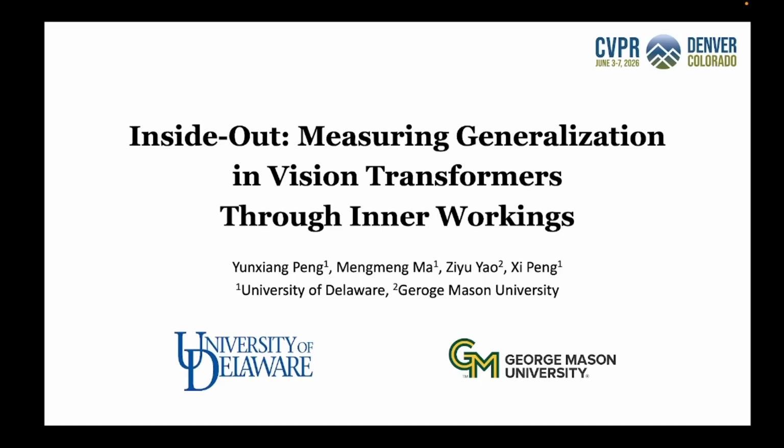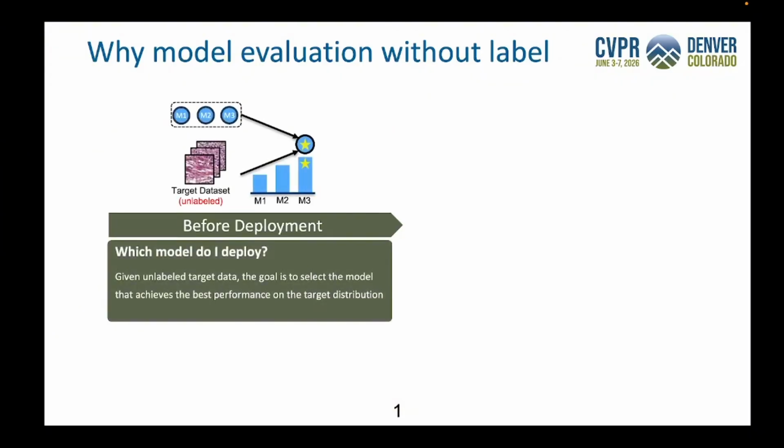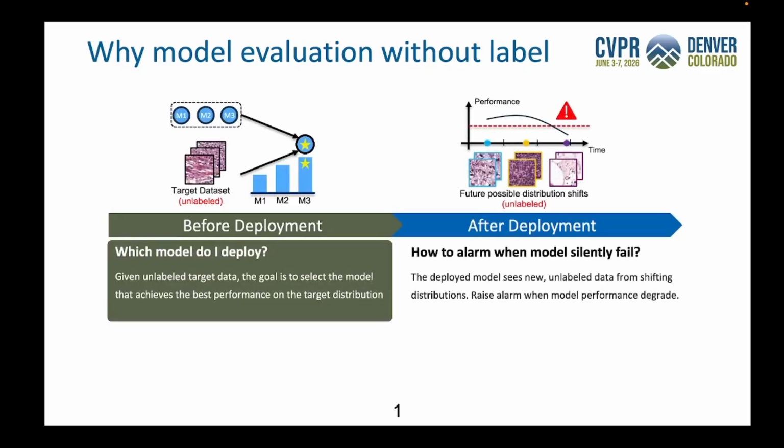Hi, we present our work, Inside Out: Measuring Generalization in Vision Transformers through Inner Workings. In this work, we target the problem of model evaluation without labels. There are two benefits if we can do this. Before deployment, we can do model selection, and after deployment, we can raise an alarm when models silently fail. To achieve these goals, the central question is how to evaluate a model without labels.